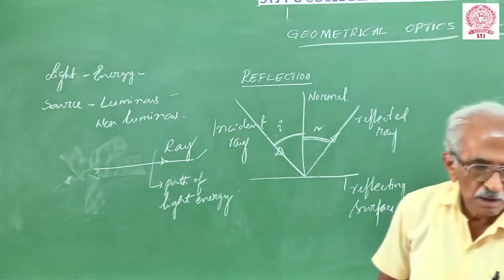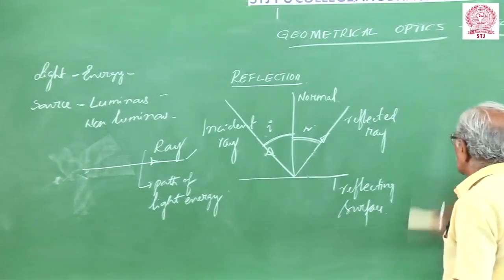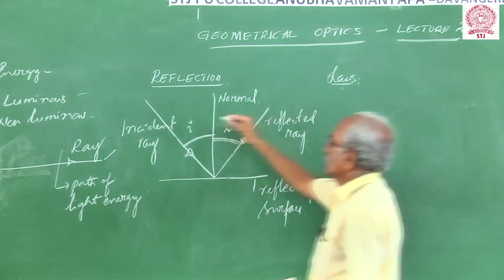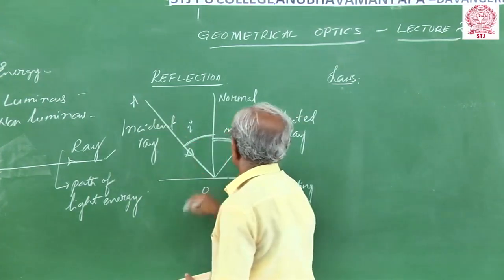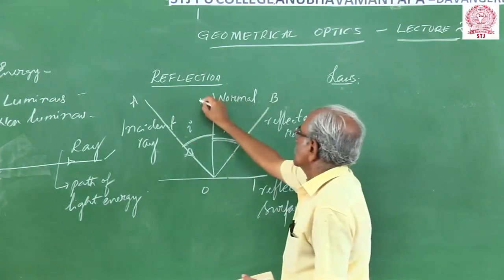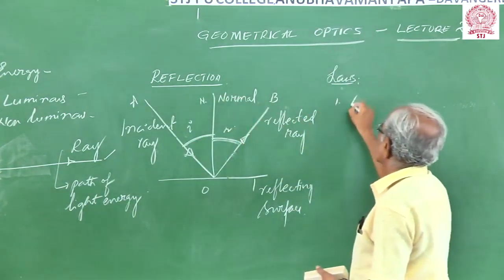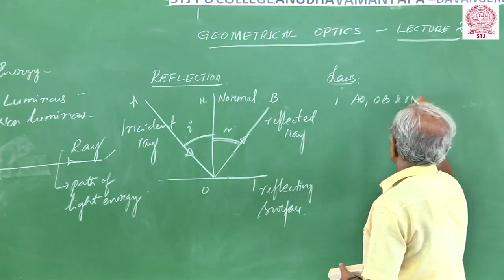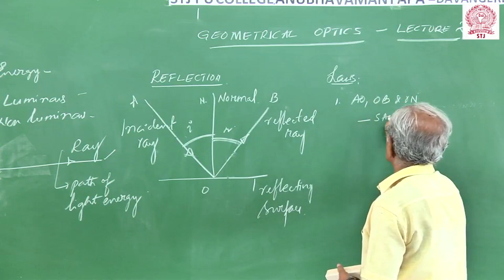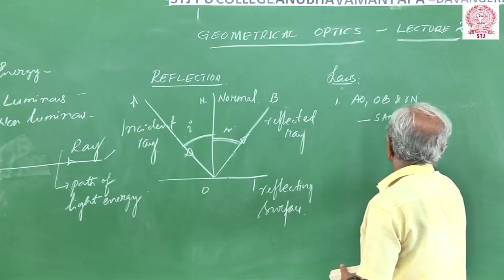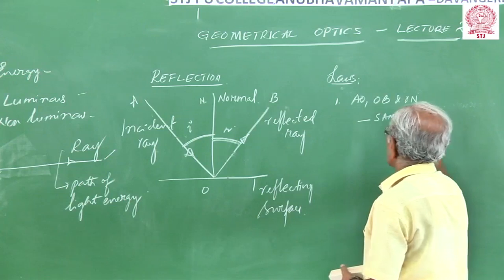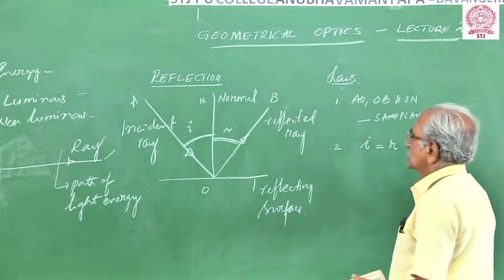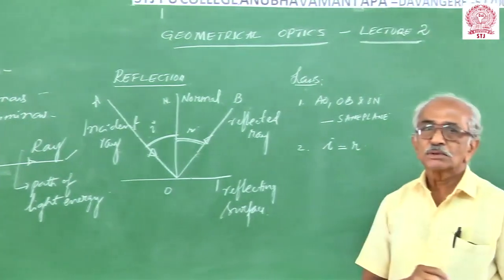Now, the laws can be stated like this. The incident ray, the reflected ray, and the normal are in the same plane. And the angle of reflection is always equal to the angle of incidence. So these are the two laws.